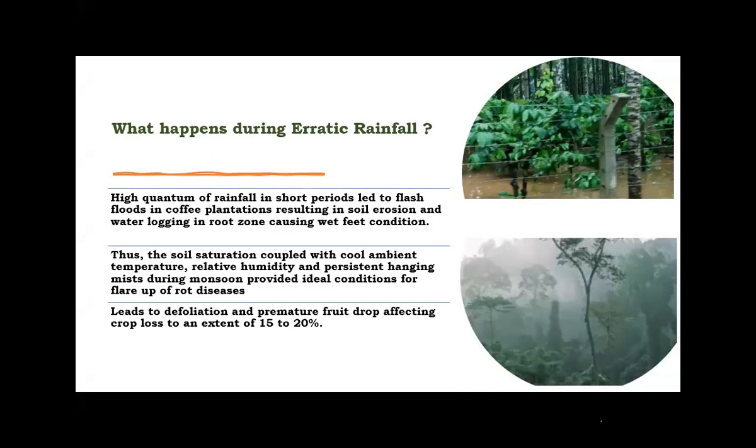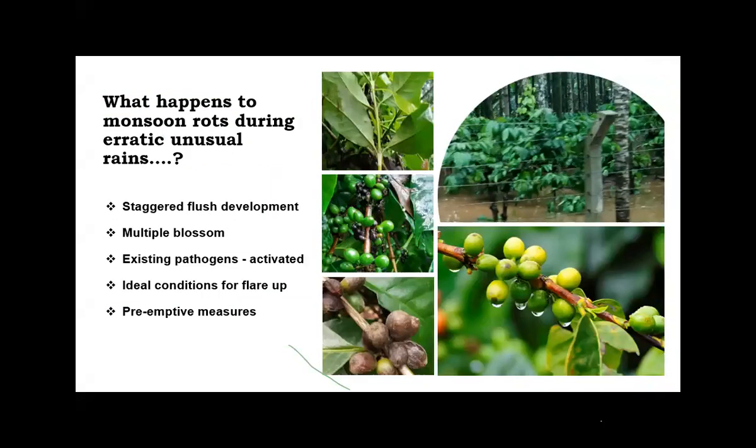This is a normal condition during the monsoon season. And thus, due to soil saturation coupled with ambient temperatures, relative humidity, and persistent hanging mist during monsoon, that is the ideal condition for flare-up of all these rot diseases. This disease leads to defoliation and premature fruit drop, causing crop loss to an extent of 15 to 20% on average.